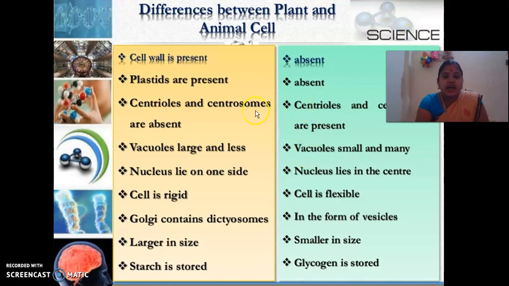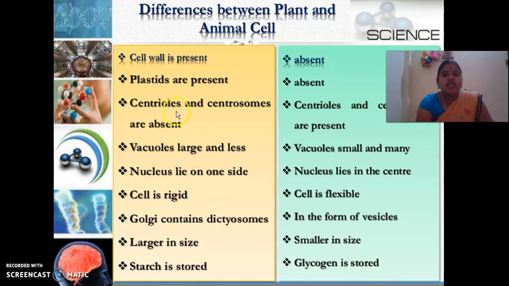As I told you, the cell wall is present in the plant cell. See here, the cell wall is present in plant and absent in animal. This side is the plant cell and this side is the animal cell. First point: the cell wall is present in the plant cell and absent in the animal cell. The plasma membrane is present in both. The nucleus is present in both, but in the plant cell the nucleus is at one corner or the periphery of the cell, while in the animal cell the nucleus is in the center.